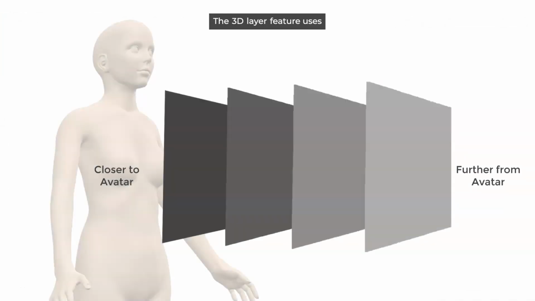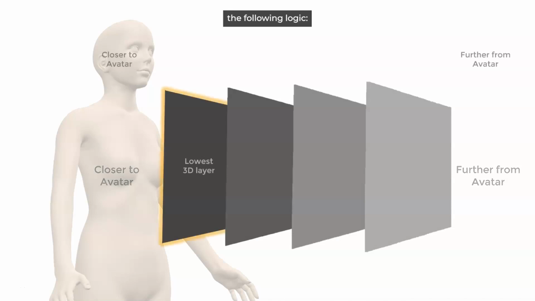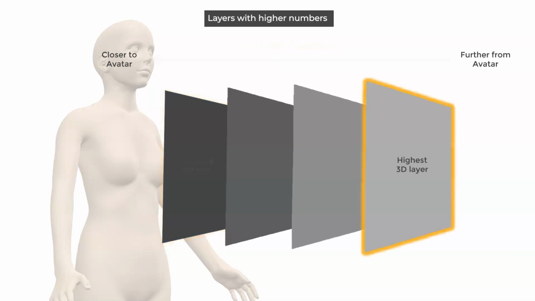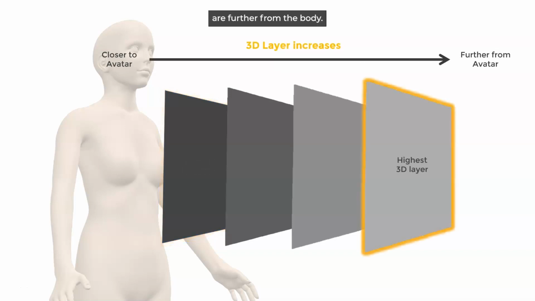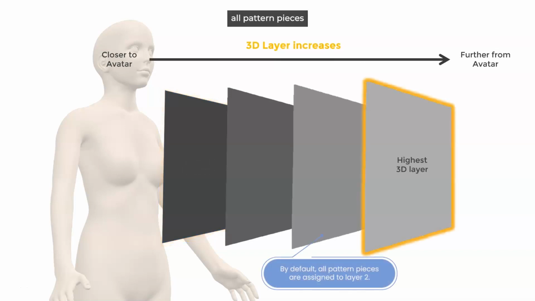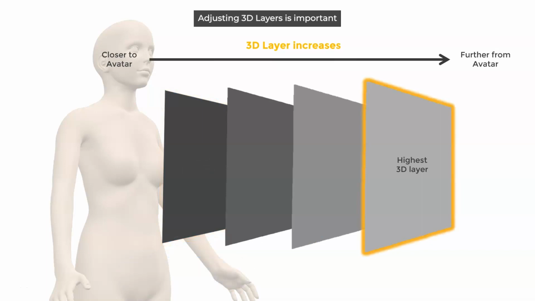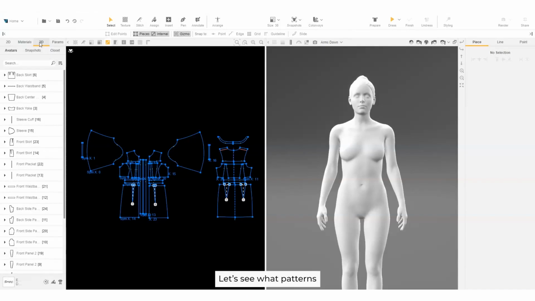The 3D layer feature uses the following logic. Layers with lower numbers are closer to the body. Layers with higher numbers are further from the body. By default, all pattern pieces are assigned to layer 2. Layer 0 is the layer closest to the body. Adjusting 3D layers is important because it ensures that there are no collisions when we stitch and drape patterns on top of one another. Let's see what patterns we need to change the layers for in our file.